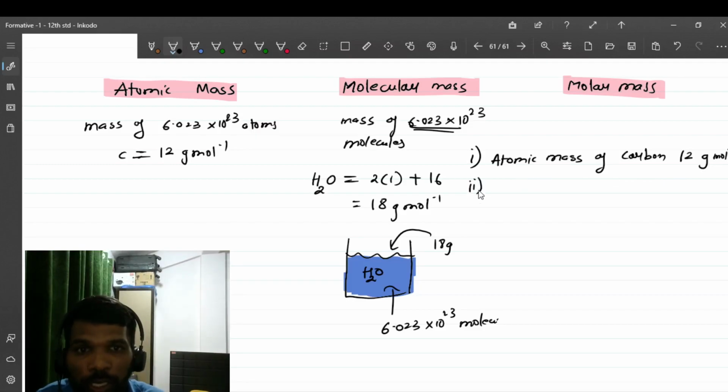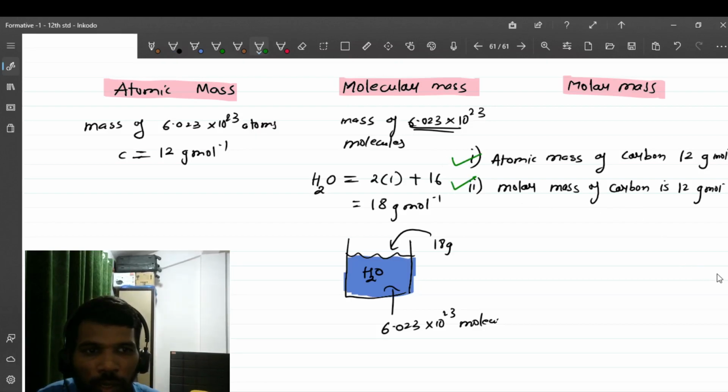I can also say that molar mass of carbon is 12 grams per mole. Both these statements are correct, atomic mass of carbon as well as molar mass, because molar mass means what? Mass of one mole. We are using a mole over here. That's why molar mass. I cannot say this.